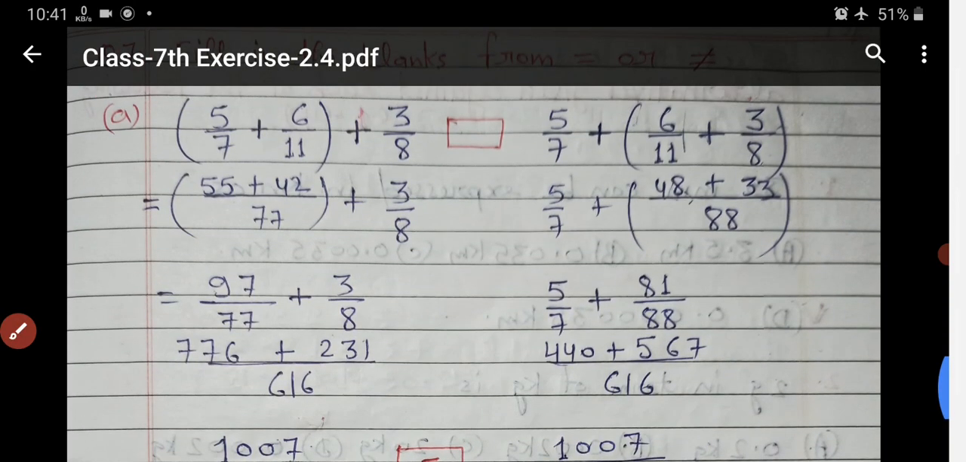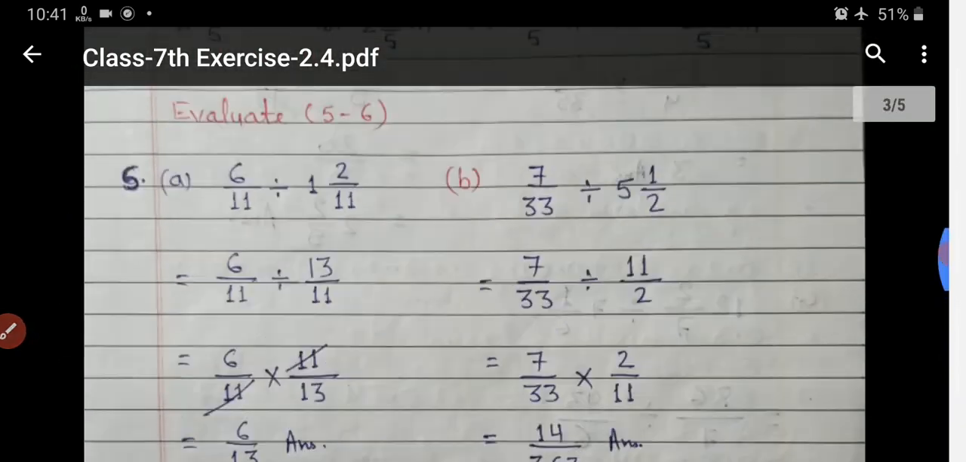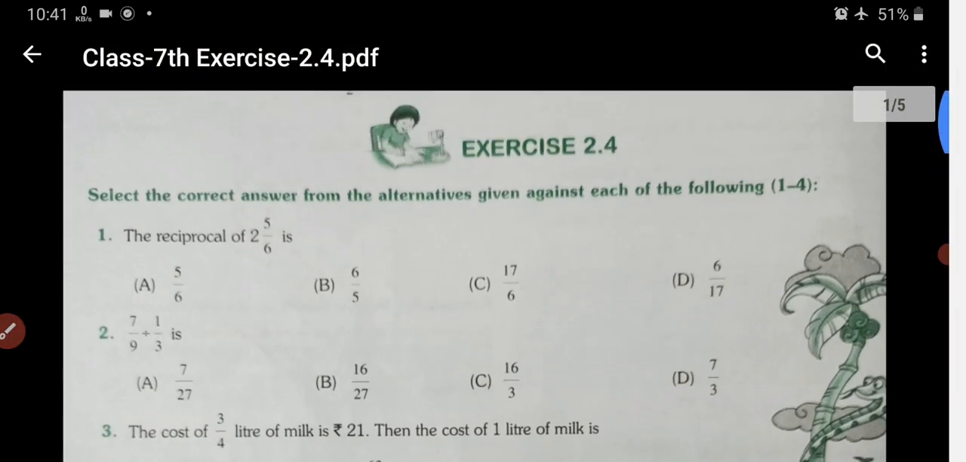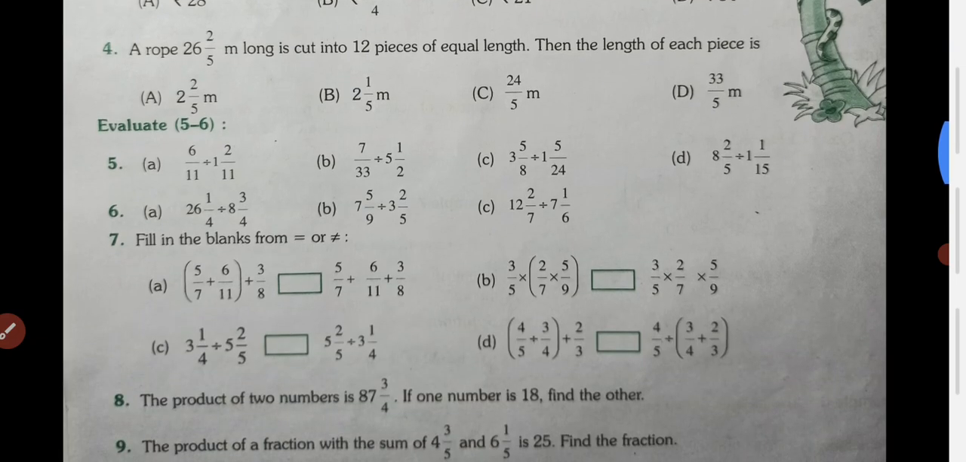If you have any doubt in any question, you can ask me now. The remaining questions of this exercise 2.4 you have to do as homework.